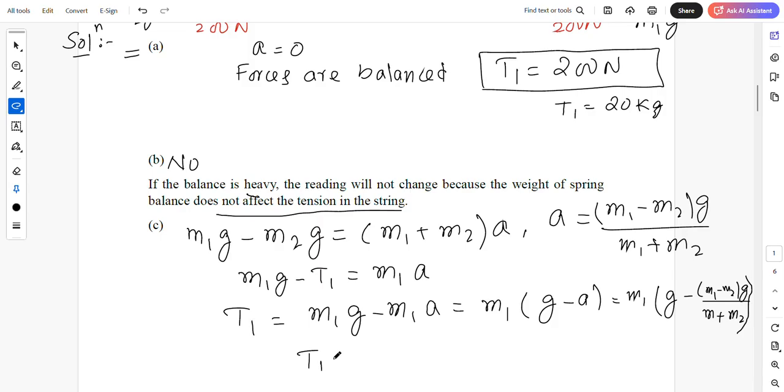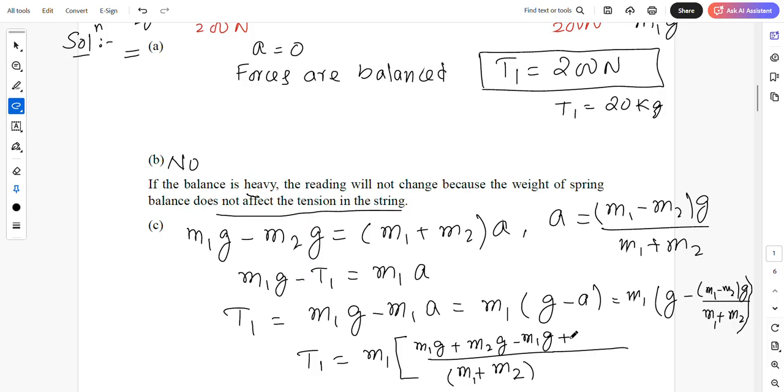Here itself I will write T1 is equal to m1, taking it common. Now if I take m1 plus m2 as the LCM here, I can write m1g plus m2g, minus m1g with a minus sign, plus m2g, which gets cancelled. This and this get cancelled, and m2g plus m2g is 2m2g.